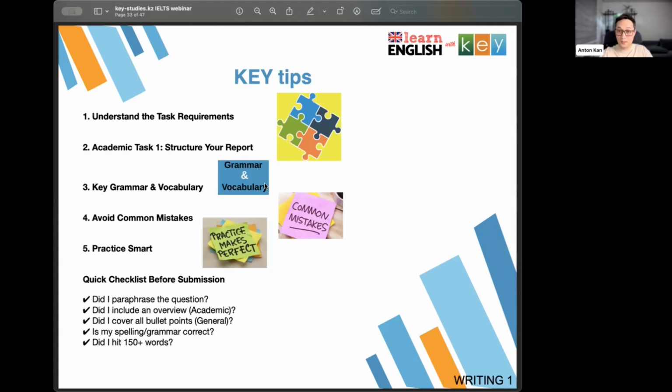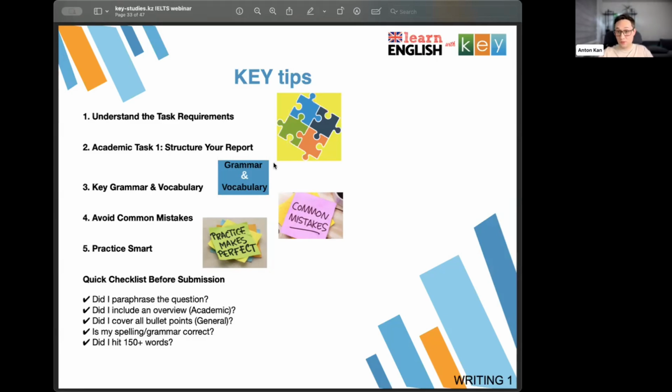For general training IELTS, you will have to write a letter. It could be formal, semi-formal, or informal. In the task, you need to cover all the bullet points and the same 150 words minimum. Again, aim for 190, around that.